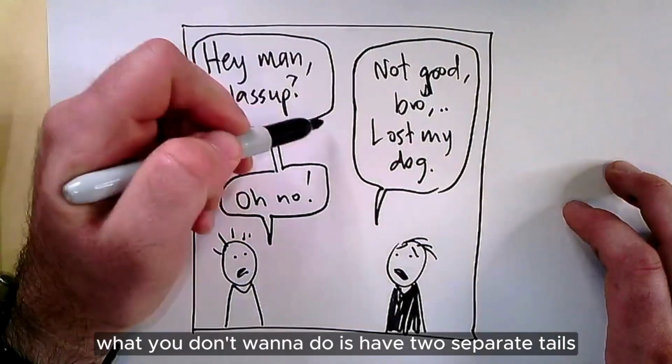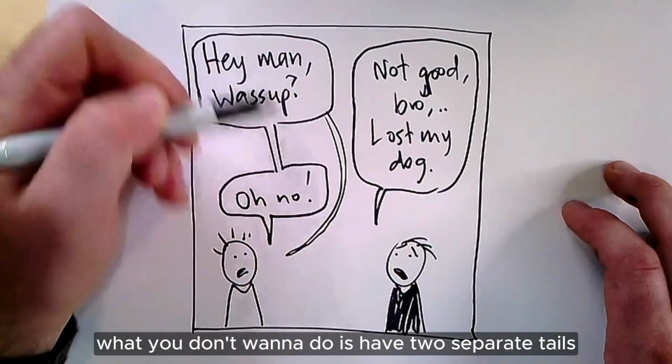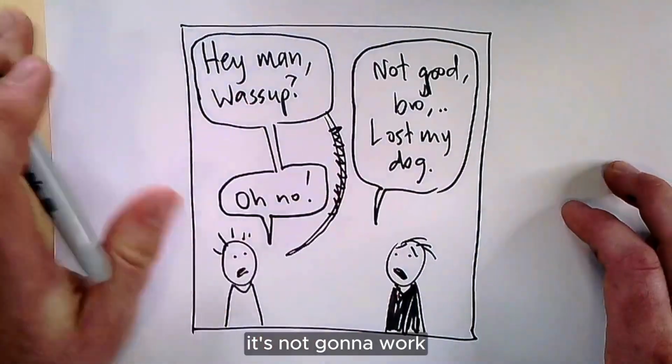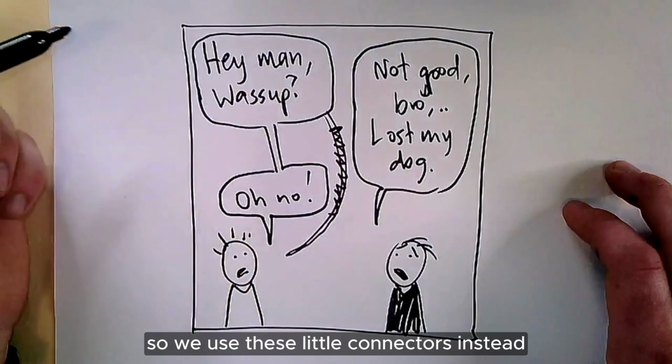What you don't want to do is have two separate tails for two separate bubbles like that. That is going to get too confusing for readers. It's not going to work. So we use these little connectors instead.